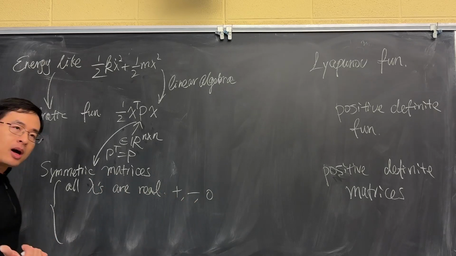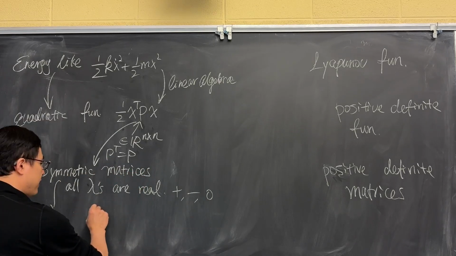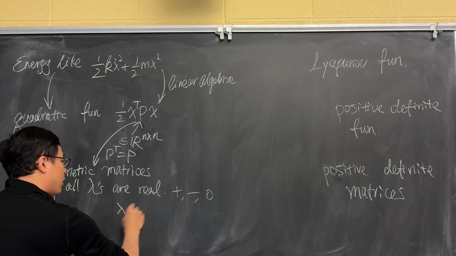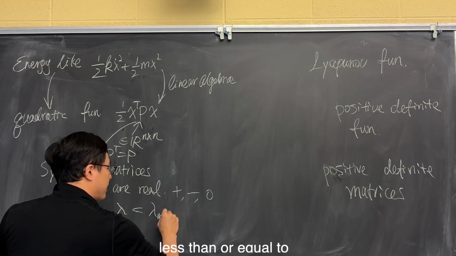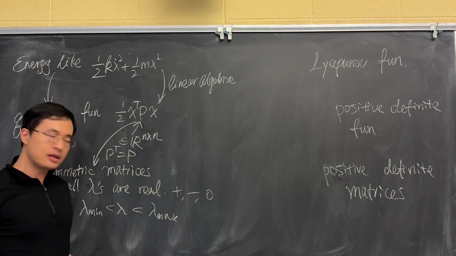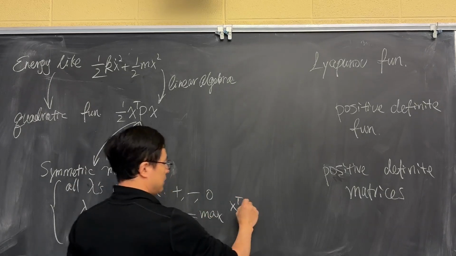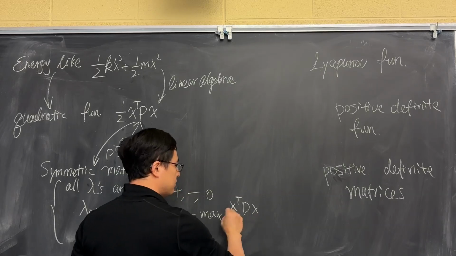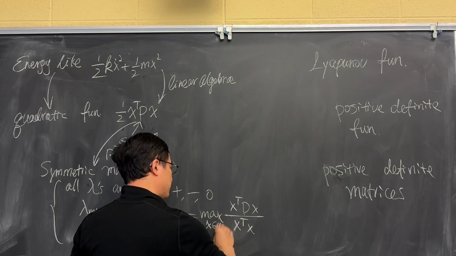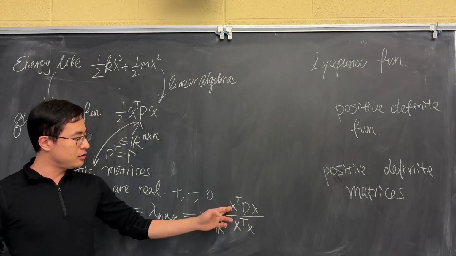And the important property of symmetric matrices is that the eigenvalues are bounded. All of them will be bounded by a maximum value and a minimum value. And the maximum value is actually the maximum possible value of this. So take any vector x, do this multiplication.